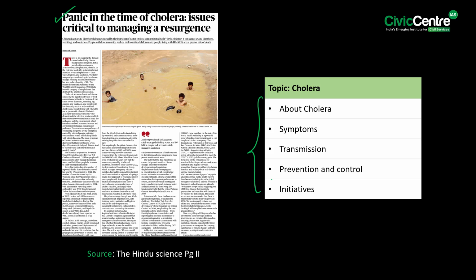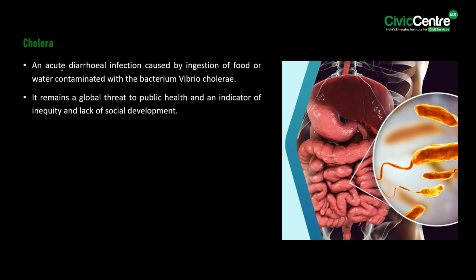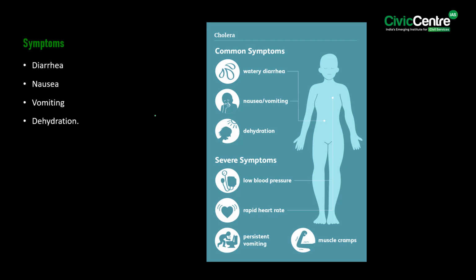Know that cholera is an acute diarrheal infection caused by the ingestion of food or water contaminated with the bacterium Vibrio cholerae. So remember, here the causing agent is Vibrio cholerae. Here cholera remains a global threat to public health, which is also an indicator of inequity and lack of social development. If we see the symptoms of cholera, diarrhea, nausea, vomiting and dehydration are some of its symptoms.